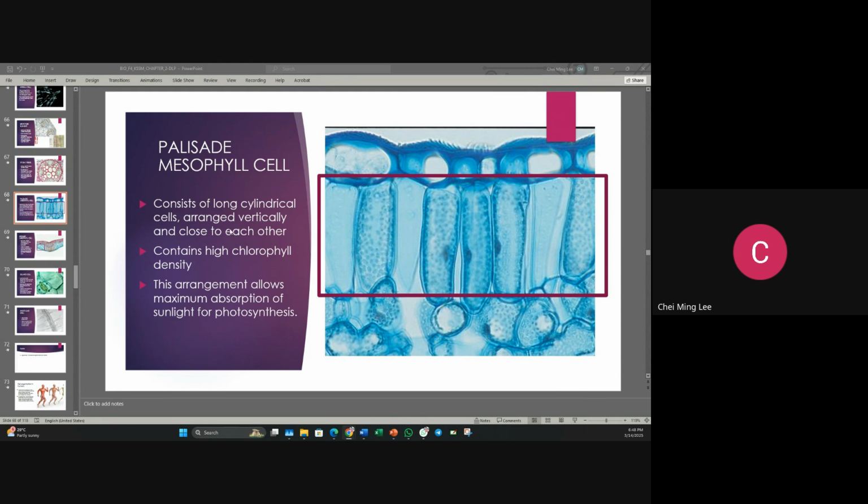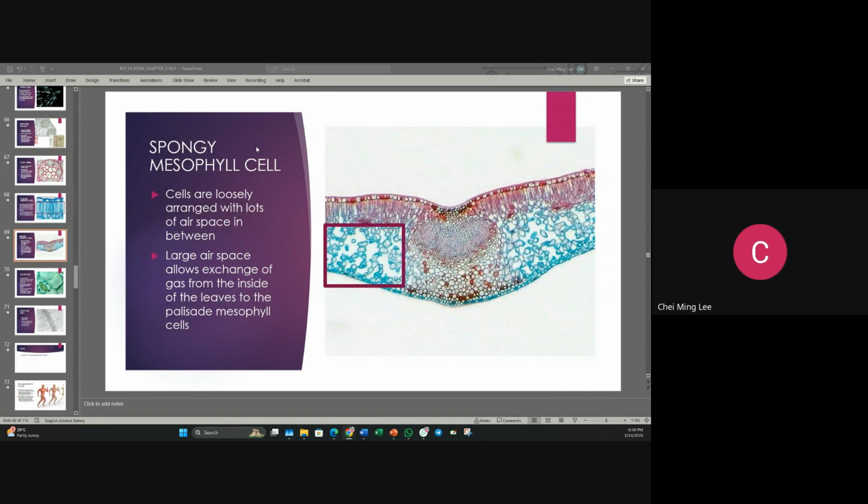Okay. All right. Next, spongy mesophyll cell. This layer you see here, all these are palisade mesophyll. Spongy mesophyll are this layer. You see there's lots of empty space, air space. Why need air space? Because the air will flow in from here, and then there will be gas exchange here, where carbon dioxide and oxygen will go out and in.